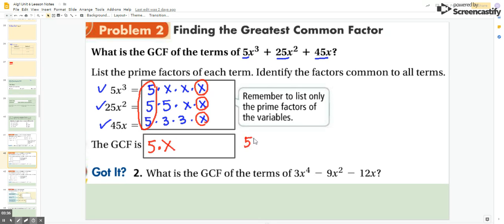Now I'm going to take it out from here. So I'm going to take out 5x here. I'm going to take out 5x here. I'm going to take out 5x here, right?